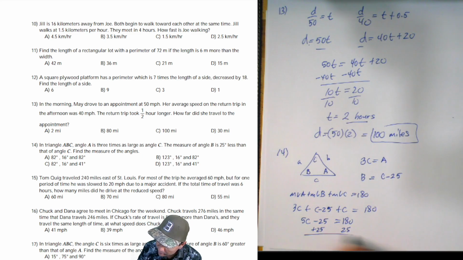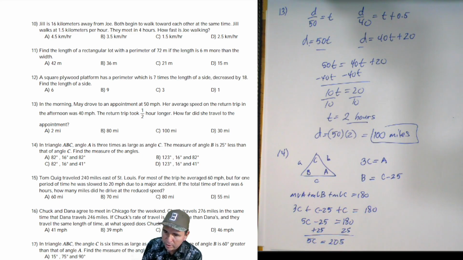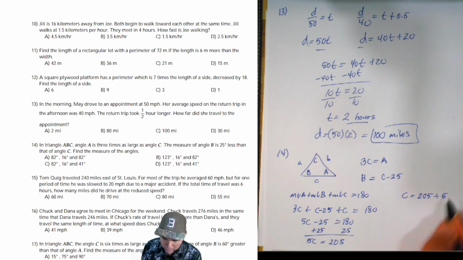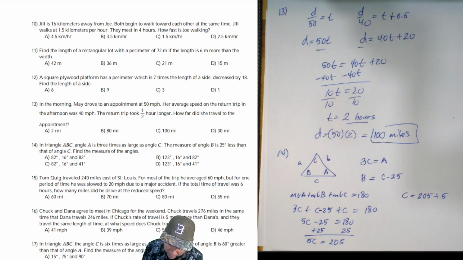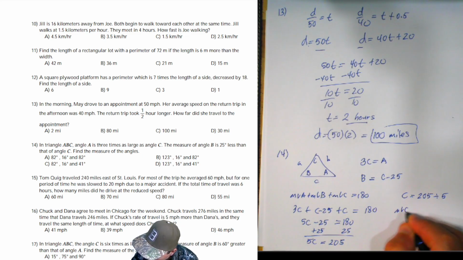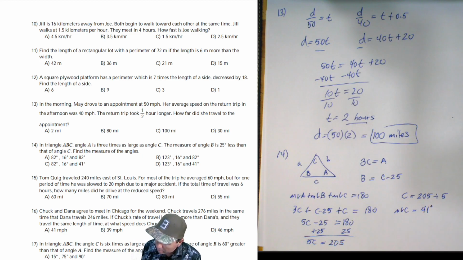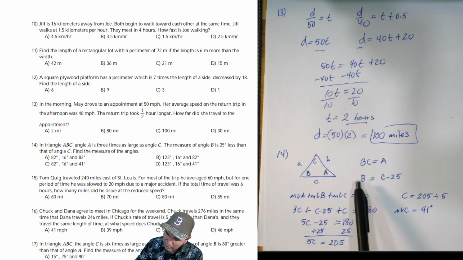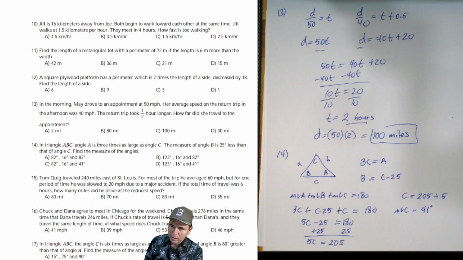Add 25 to both sides, so 5C is equal to 205. So C is going to be 205 divided by 5, which is 41. 41 degrees. The measure of angle C is 41 degrees. Okay, and then I'll let you do the rest on your own. Look, angle A is 3 times C. Angle B is C minus 25. Okay? All right, question 15.